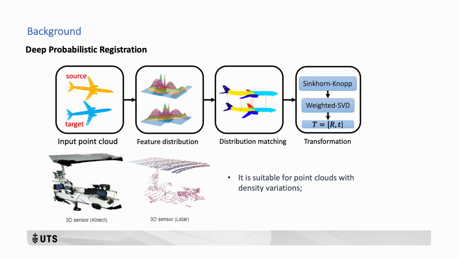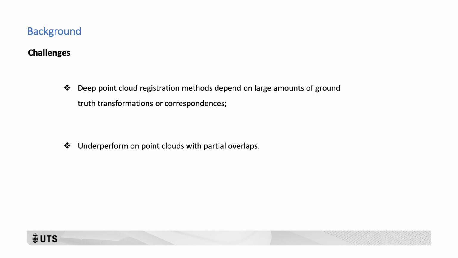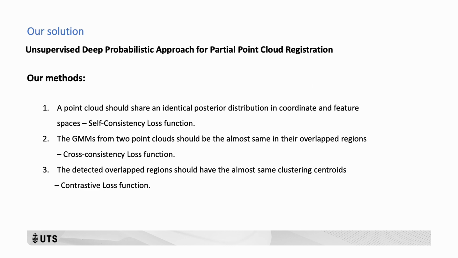Deep probabilistic approaches are suitable for point clouds with density variations. It's worth noting that while deep probabilistic-based approaches offer significant advantages, they also come with challenges, such as the need for large amounts of annotated training data and potential difficulties in interpreting and calibrating uncertainty estimates for point clouds with partial overlaps. Nonetheless, these approaches have shown promising results in point cloud registration tasks and continue to be an active area of research. We thus provide an unsupervised method to reduce the dependence on labeled data.